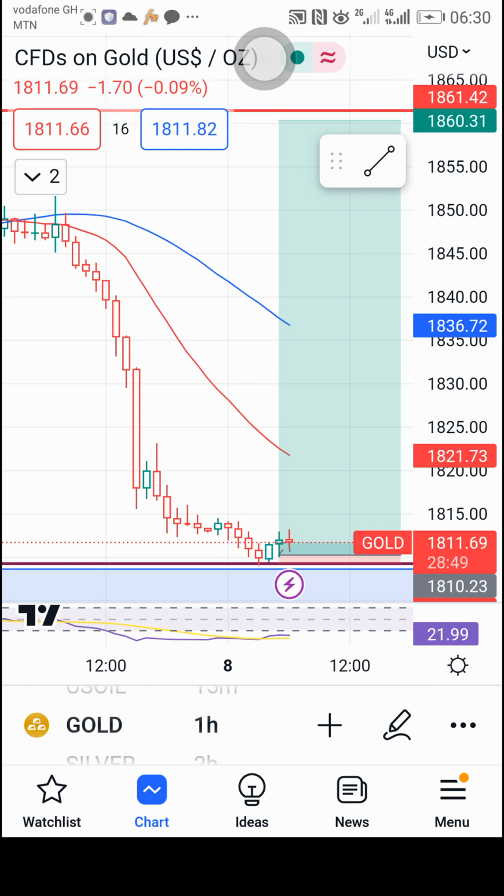Let's analyze gold today. So you can see my setup is ready. I've already taken the trade, but I want to share the setup with you so that you can also benefit from that setup. You can also trade with me. So let's look at what motivated me to take the trade.